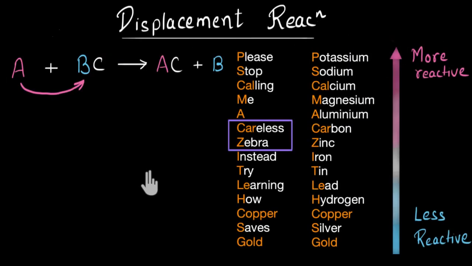Okay, let's now summarize the video. Here we talked about displacement reaction, in which a more reactive element displaces a less reactive one from its compound. We also saw the reactivity series, and the careless zebra mnemonic to remember it.